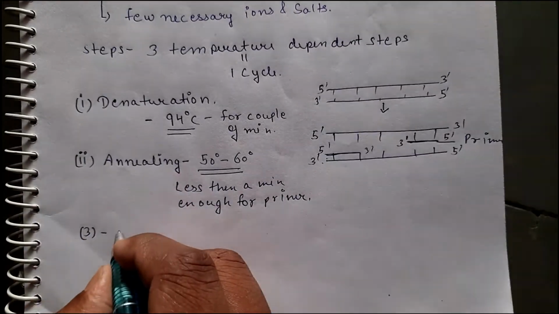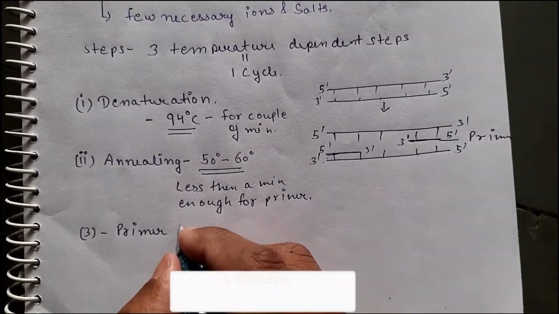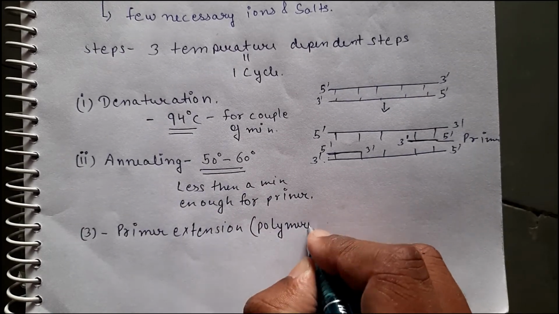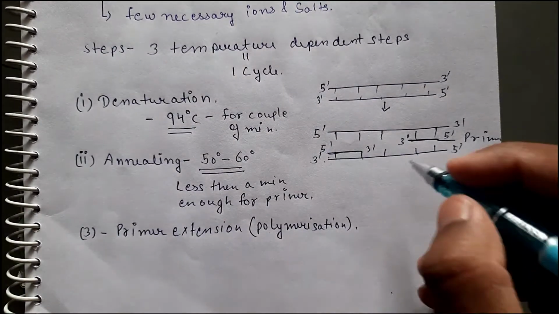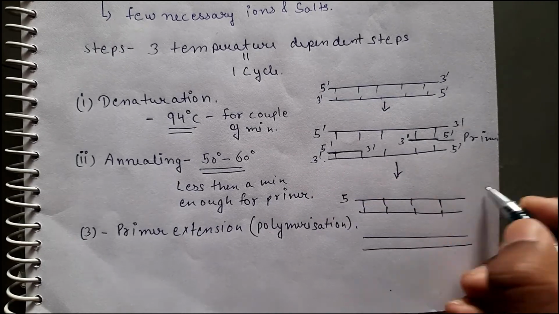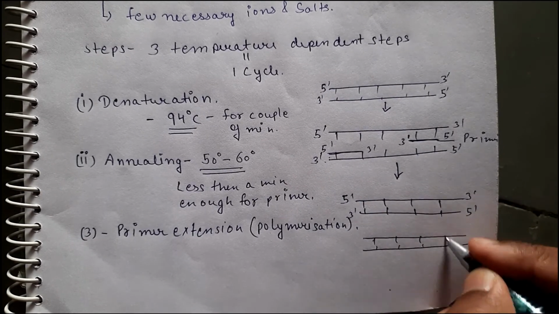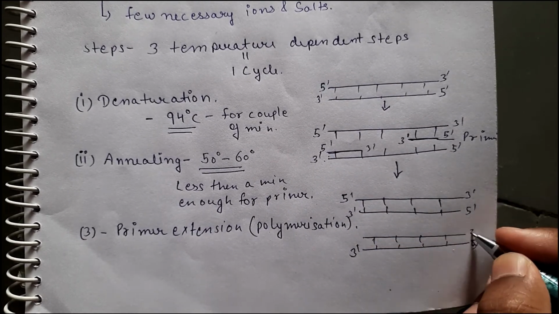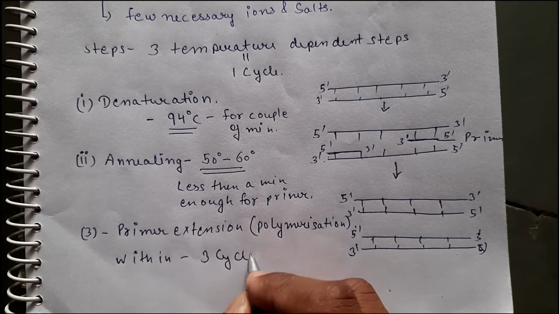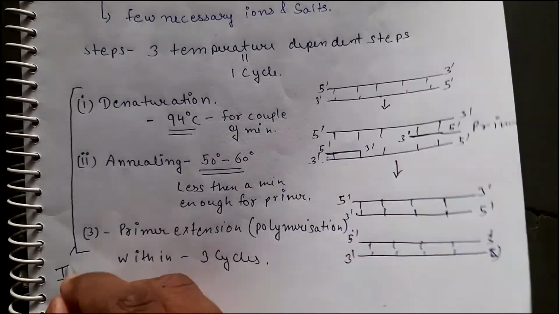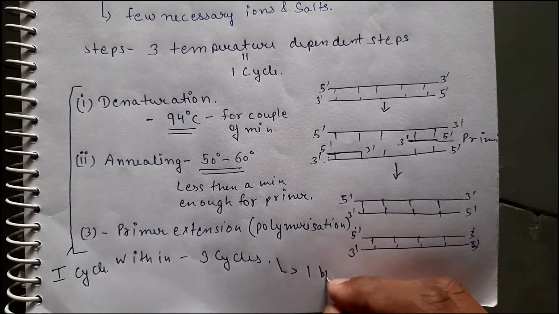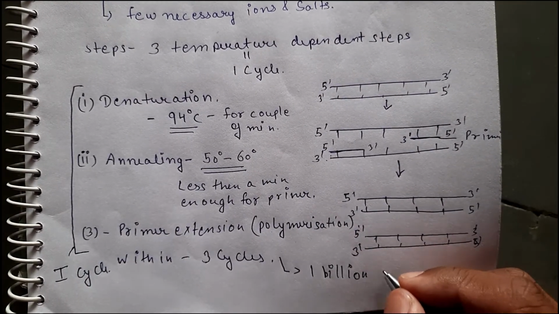And now the third step is primer extension. That means polymerization. In this step, DNA polymerase, or we can say Taq polymerase, acts on the complementary primers or molecules and starts replication. This step occurs at 72 degrees Celsius, and these 3 steps combined form one cycle of PCR, and if we do 30 cycles of the PCR, 1 billion copies of the DNA molecule can be formed.